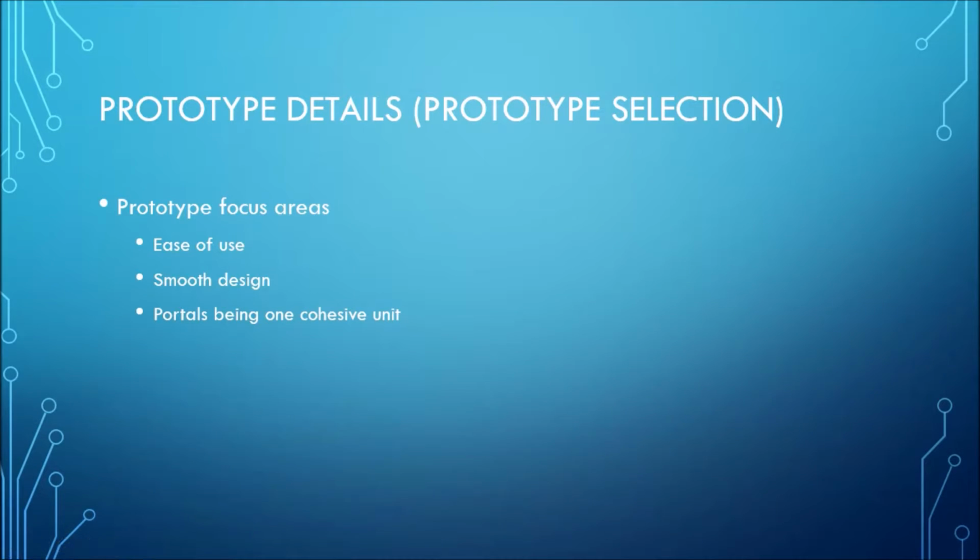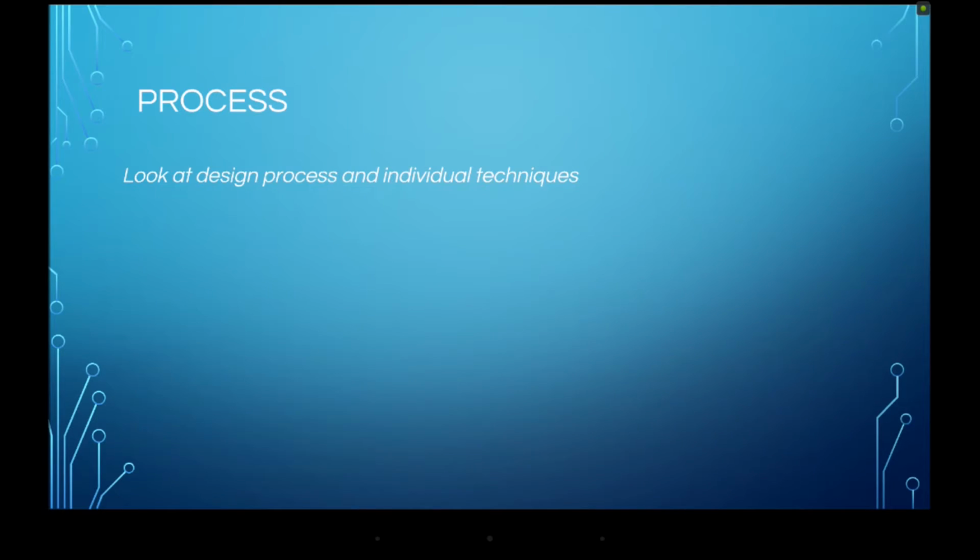And some of the main focus areas that we wanted to use for this prototype were the ease of use, smooth design, and the portals combining to be one cohesive unit. These were three major points that we focused on when we were developing our design solutions, and we based our iterations around these three bullet points and made them more refined with every iteration that we came to. Now we're going to look at the design process and the individual techniques.